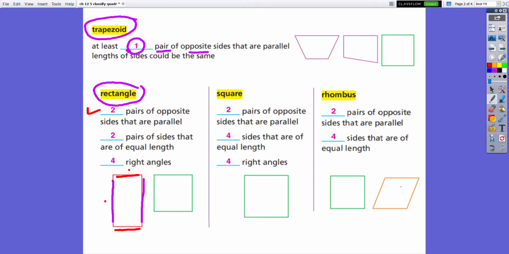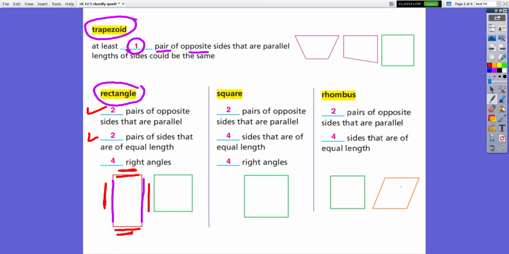And so we're done with this. Look at the second one: 2 pairs of sides that are equal length. Yes, those are equal. Look at this. The length of this is equal to this, and the length of this one is equal to this one. So 2 pairs of sides that are equal length.